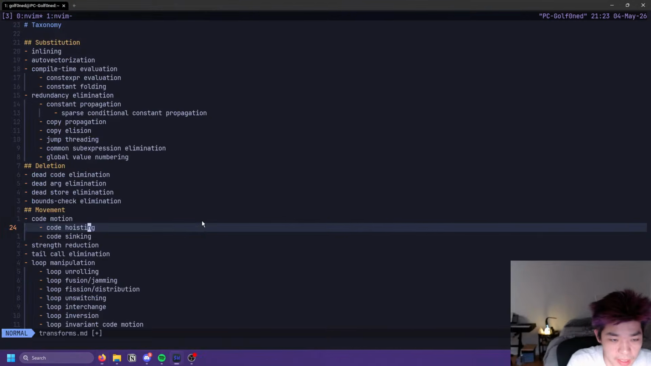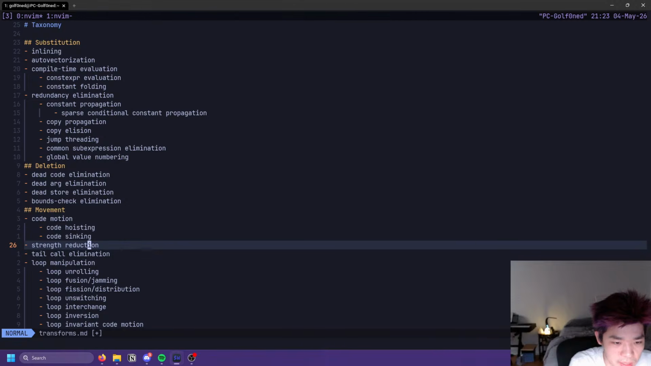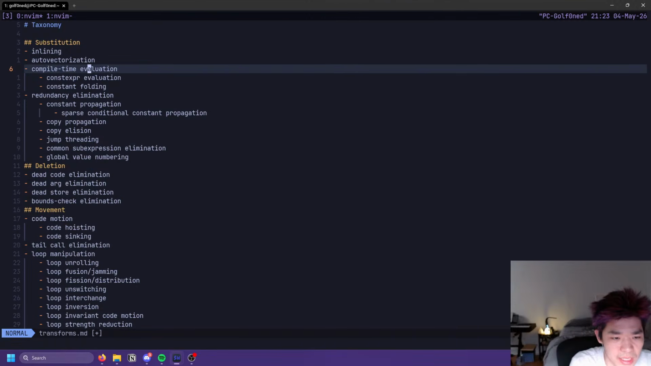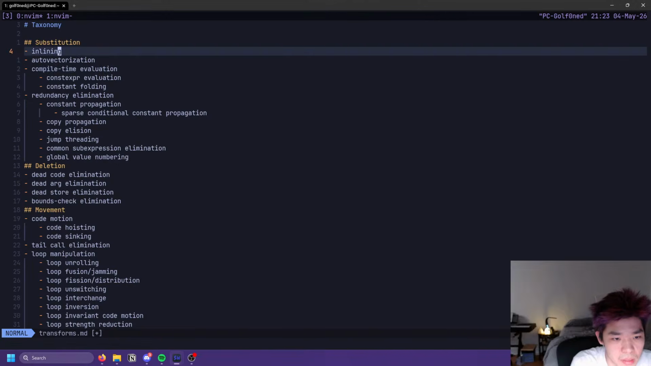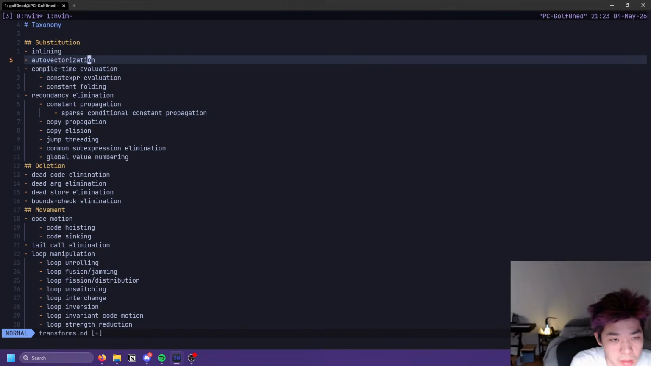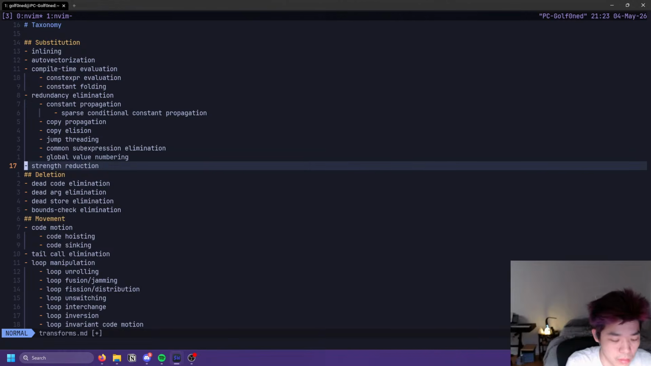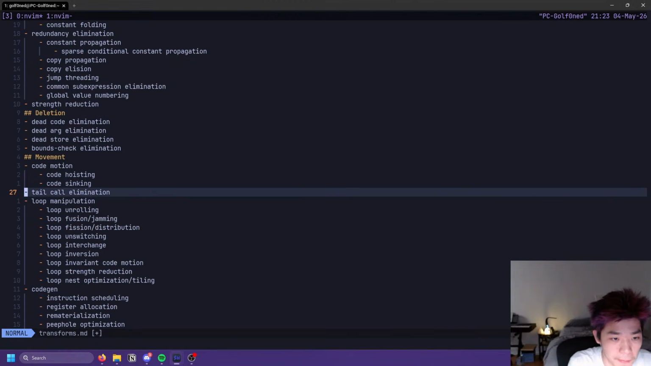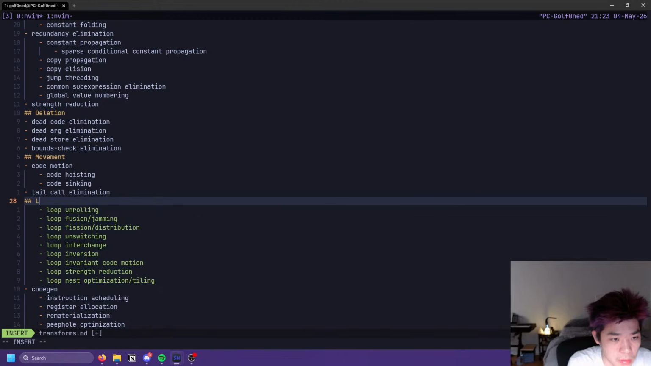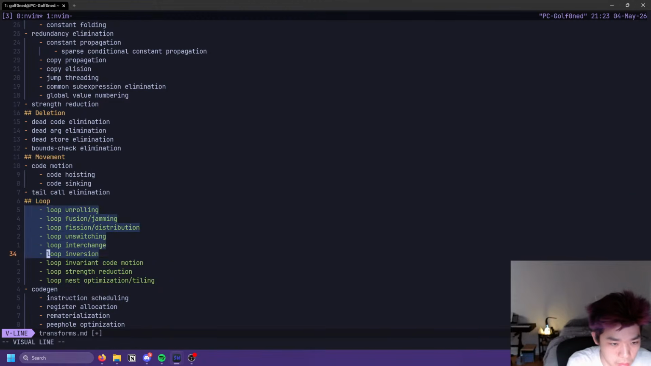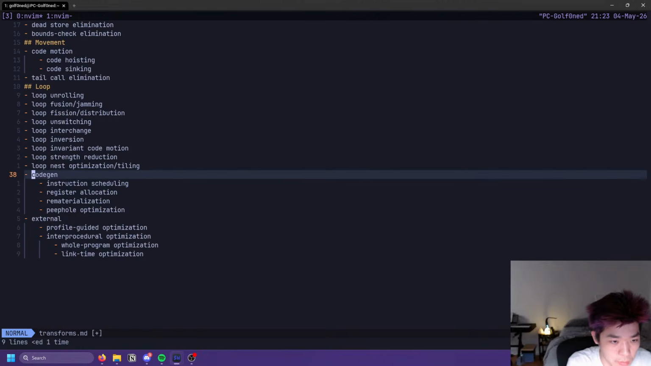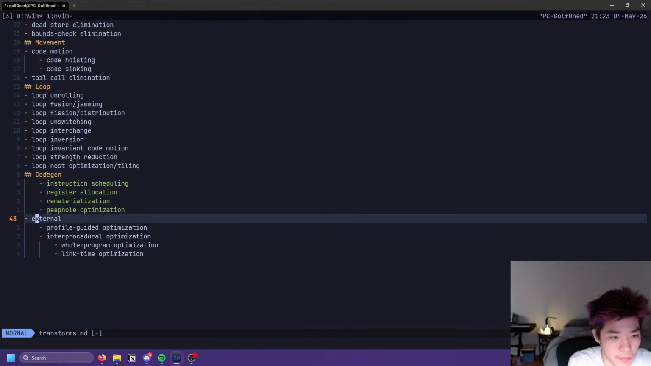And strength reduction, I guess that goes into substitution though, I guess. Huh. Or at least the type that I'm thinking of here. It gets its own category, I guess. Okay. And then I guess this is external optimizations, I guess.